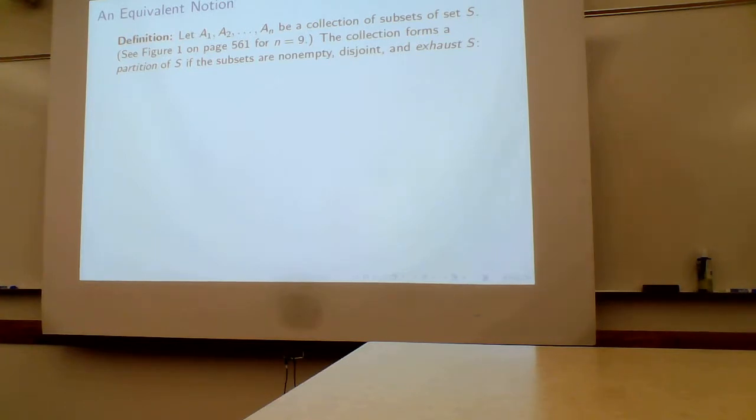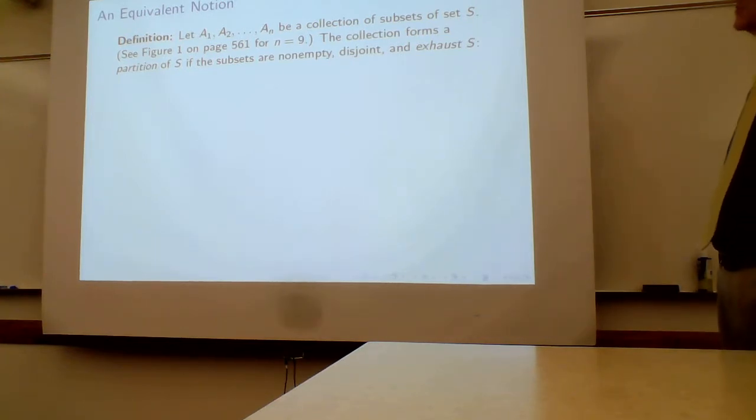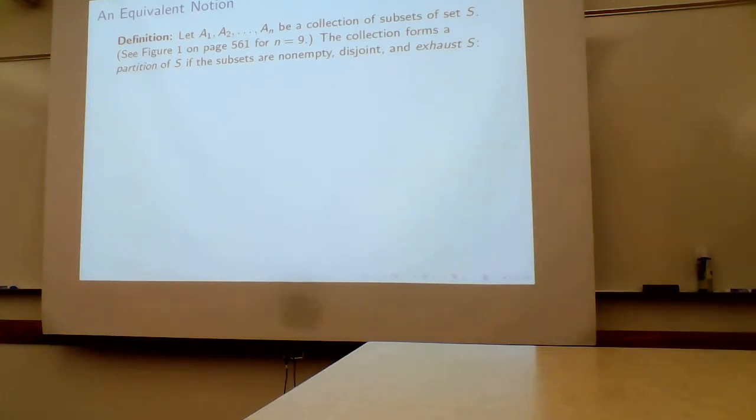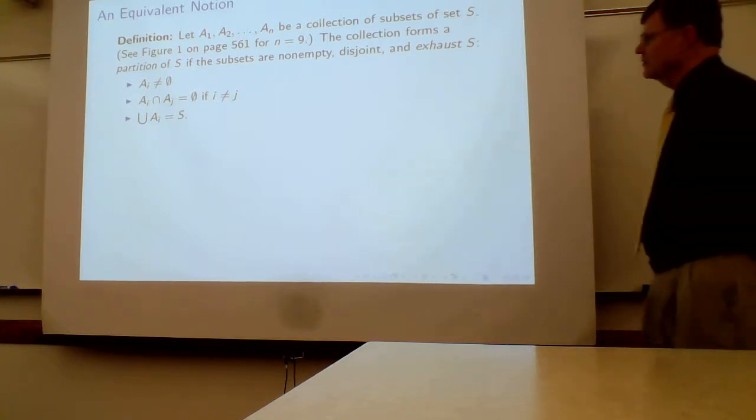All right, so there's an equivalent notion, and this is in your book on page 561. Figure 1 shows it for n equals 9. So I have 9 subsets of a set S. It's defined to say we have a partition of S if this collection of subsets are non-empty, disjoint, and exhaust S, those three conditions are what it takes. So non-empty, disjoint, and mutually exhaustive of the set.